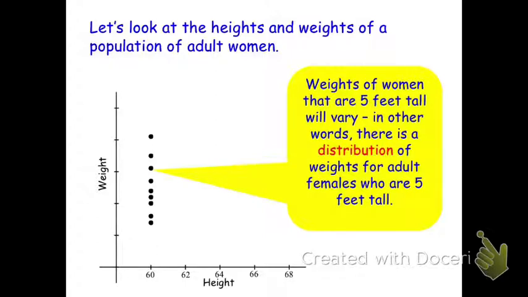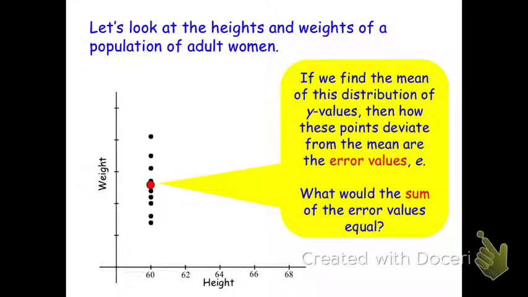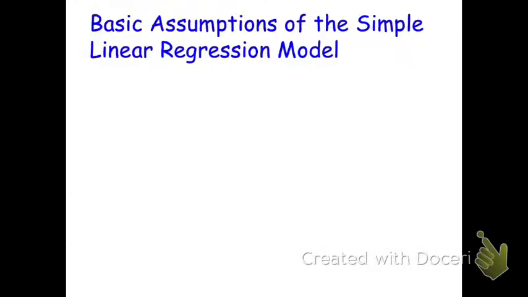Okay. So weights of these women will vary, but the heights are all the same. And so if we find the mean, it's going to be somewhere around the center. And then we have error values. What would the sum of these error values equal? 0, because the sum of the residuals, the sum of the errors, is always equal to 0. Always, always. So remember that.